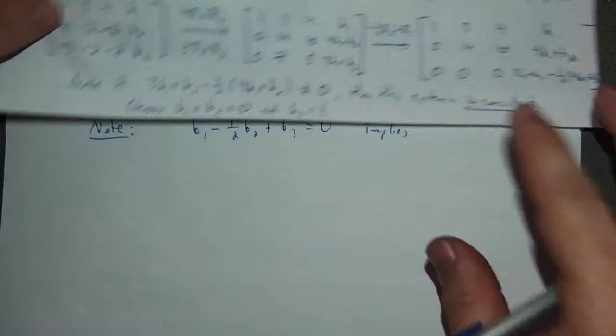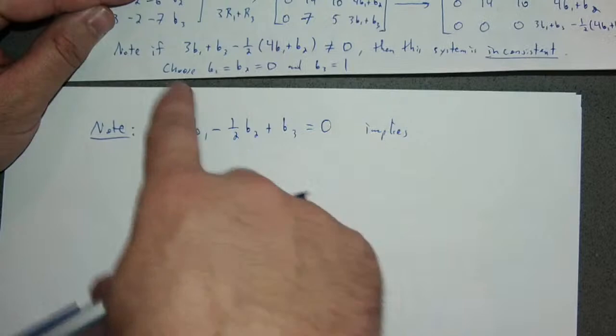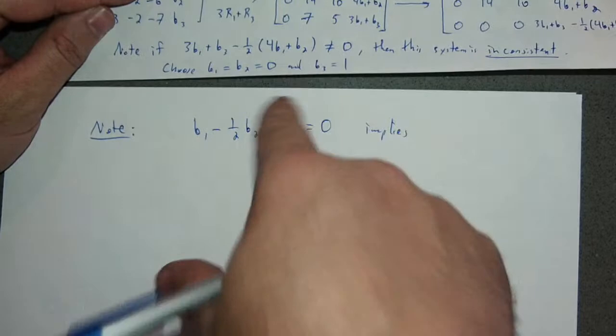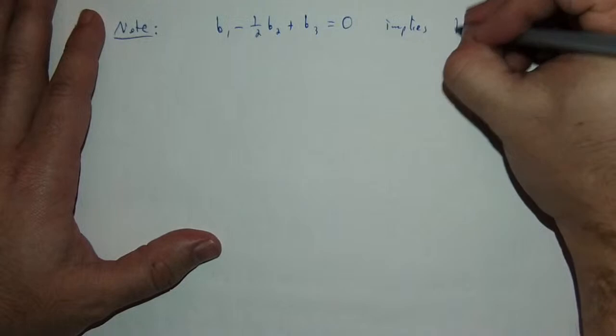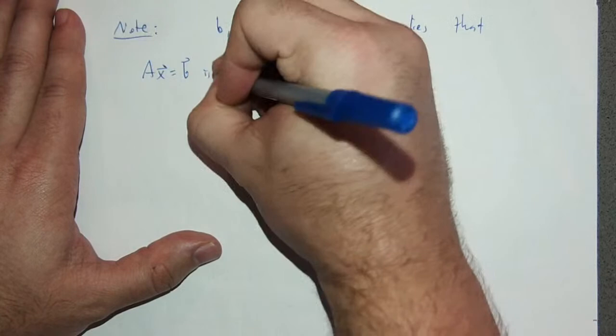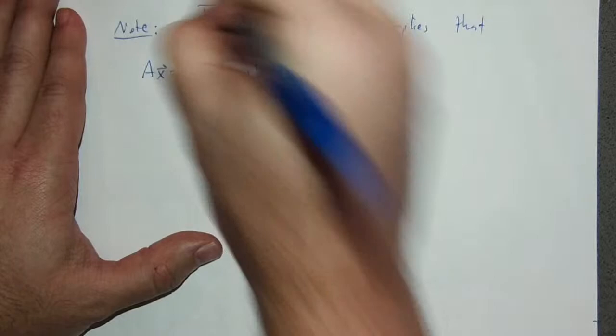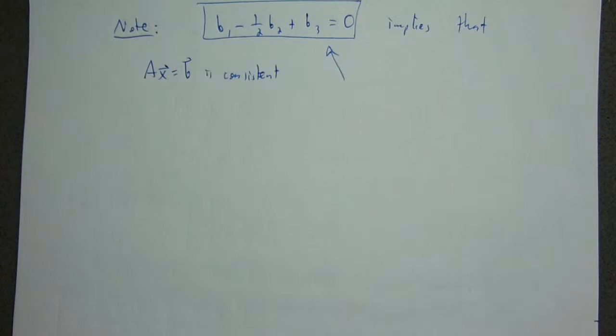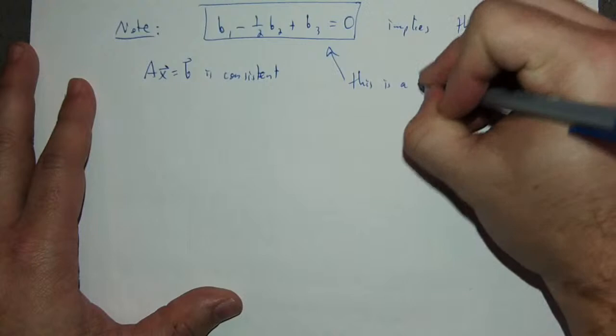So 3 b sub 1 minus 1 half b sub, yeah, so that's 1 b sub 1, yep, plus b sub 3, yep. And minus 1 half b sub 2. Yep, that's it. Okay. So this implies that Ax equals b is consistent. Okay. What is this geometrically? This is a plane in R3. So this is a plane in R3.